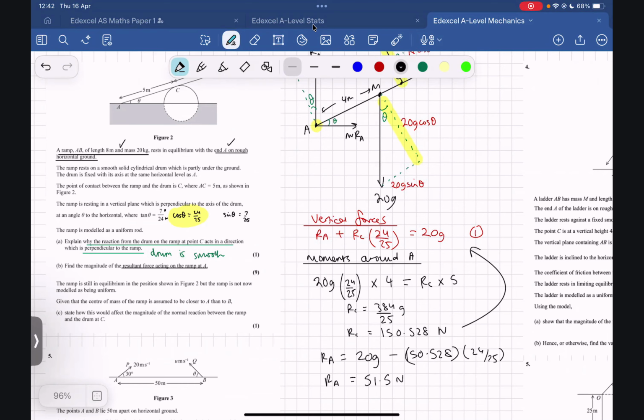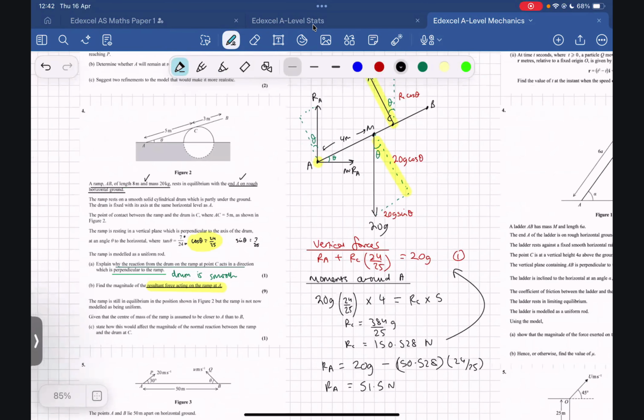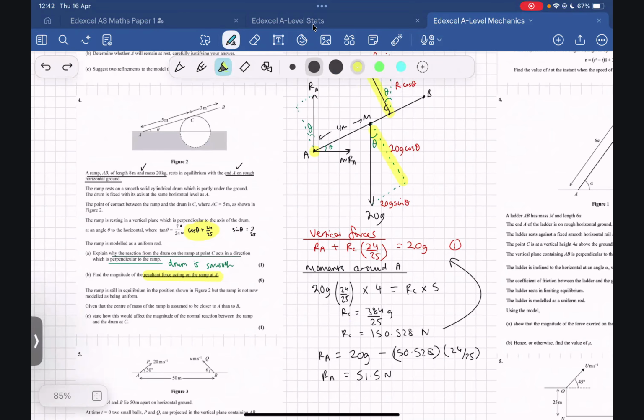Now, the only hard thing now is it says the resultant force, meaning I need all the forces at A. So we've got this one. We got this one. Where's one more force at A, which is the friction, isn't it? Yeah. Mu RA. Yeah, exactly. So we just multiply by mu. Do we have mu?